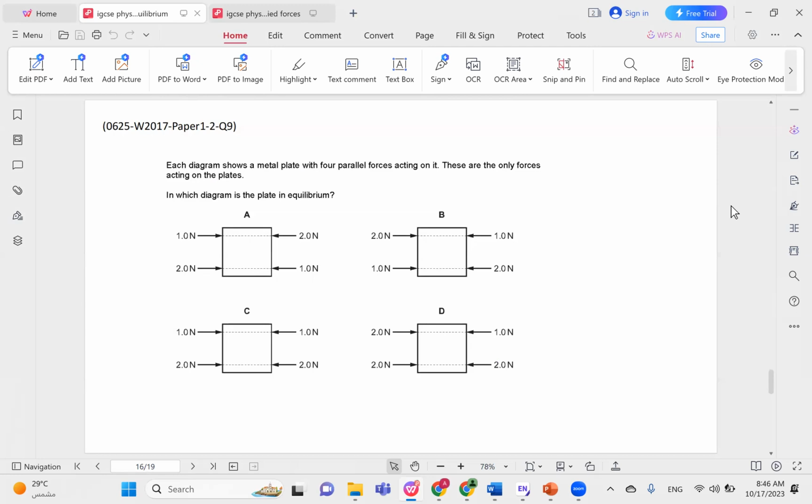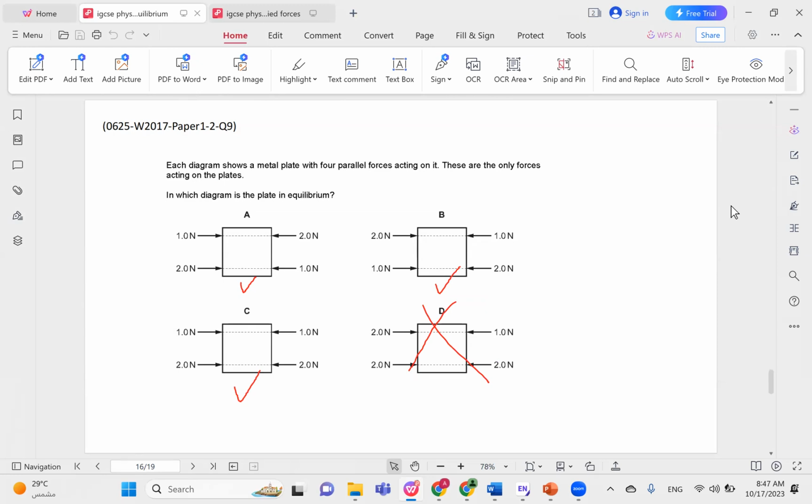So in terms of forces, this is okay because we have 3 to the right, 3 to the left. Again, this is okay in terms of forces. This is also okay in terms of forces. This one is not okay in terms of forces because you have 4 to the right and 3 to the left. Now let's discuss in terms of moments.